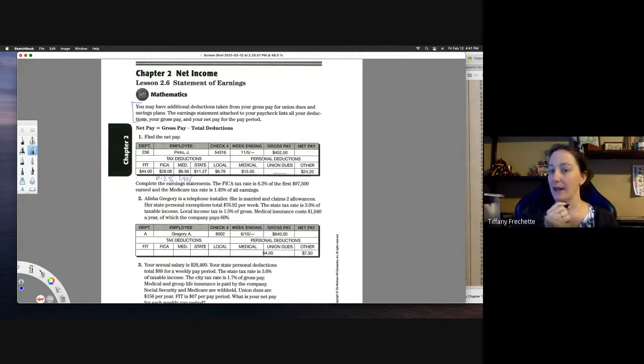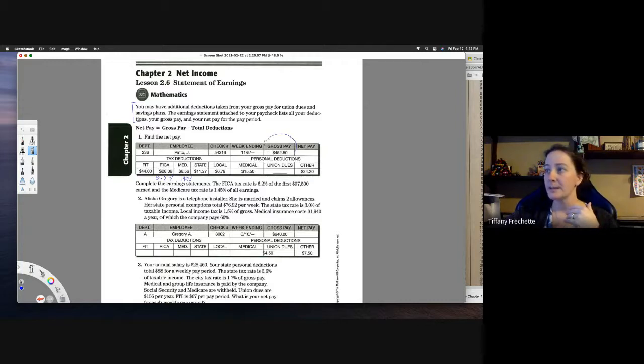All right, so let's go back to the top here and actually read the summary of the section. If you haven't already, you should definitely have your book open. You have read through the section, you've looked at the example, and you've looked at the formulas that they provide you. Don't just jump straight into this worksheet hoping that everything will be provided. You need to use the textbook. You may have many additional deductions taken from your gross pay for union dues and savings plans. So they actually do give you the idea of savings plans there. The earnings statement attached to your paycheck lists all of your deductions, your gross pay and your net pay for the period. So they give you everything that you need.